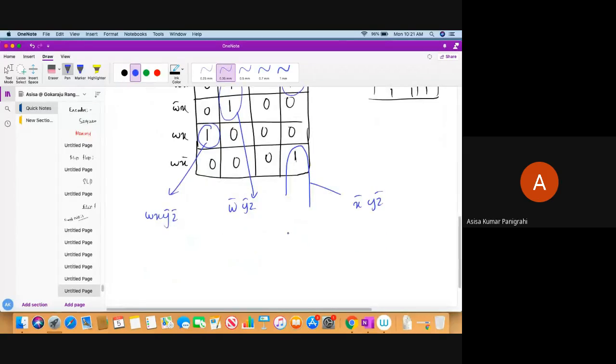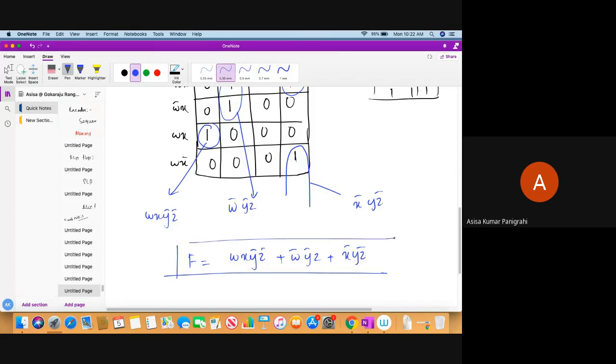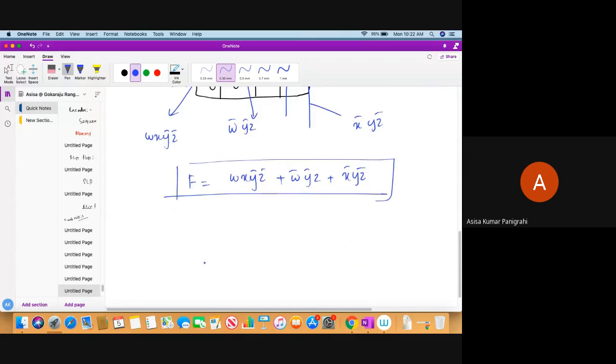Okay, so finally we have got our simplified version of F, which is W X Y bar Z bar, W bar Y bar Z, X bar Y Z bar. Okay, next you can realize it. So if the question asks to simplify this and realize with NAND, you know how to do this. We have explained that in the previous classes.